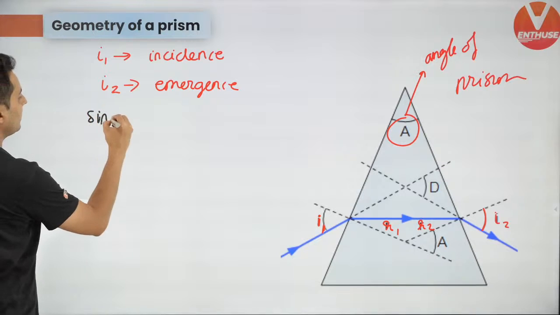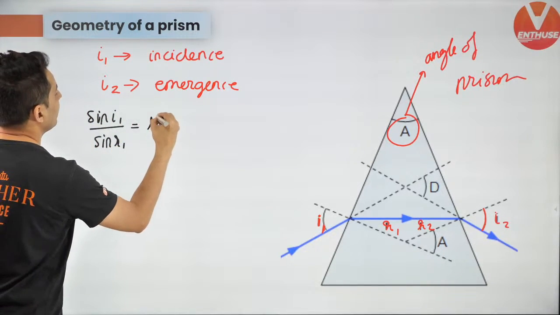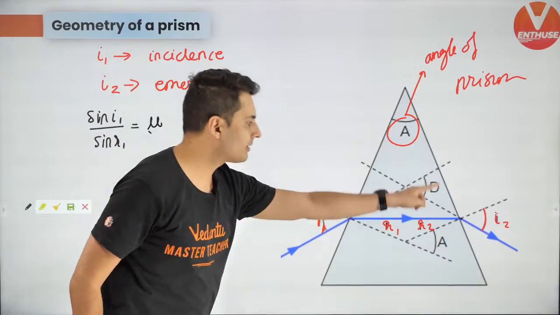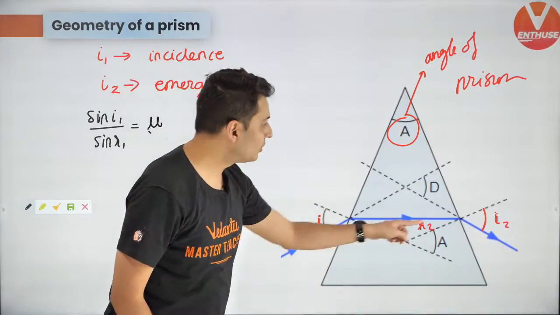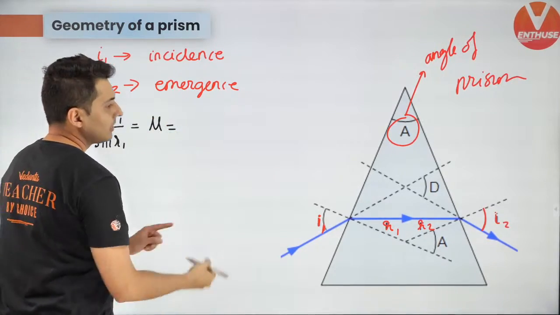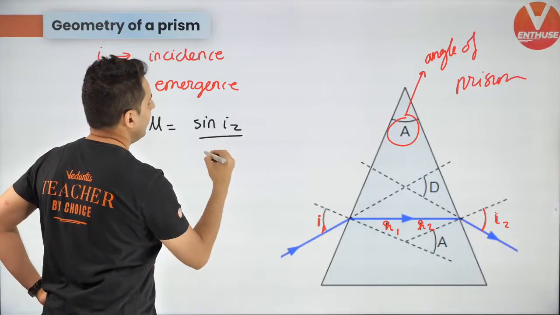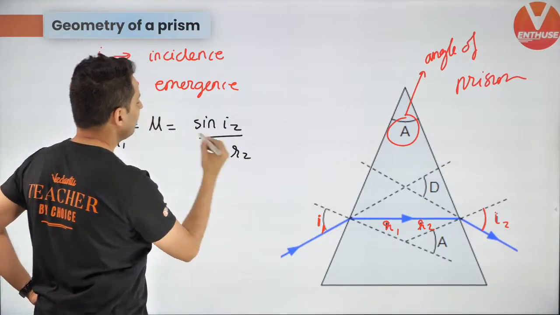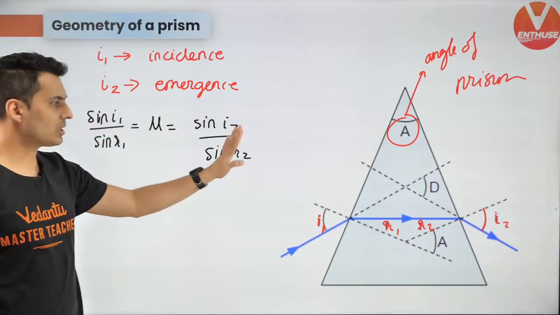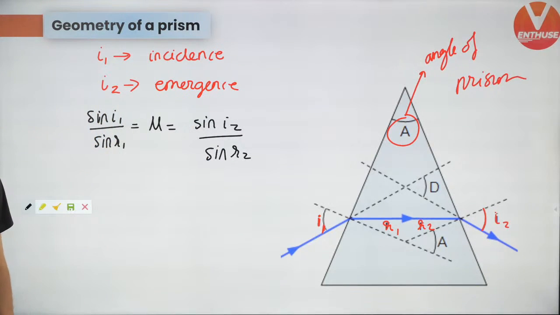That means sine of I1 divided by sine of R1 will be the refractive index of the prism material. Also over here, I can go reverse and say sine of I2 divided by sine of R2 will also be mu. So this relationship holds true. You will be needing it for solving problems. I hope this is clear.